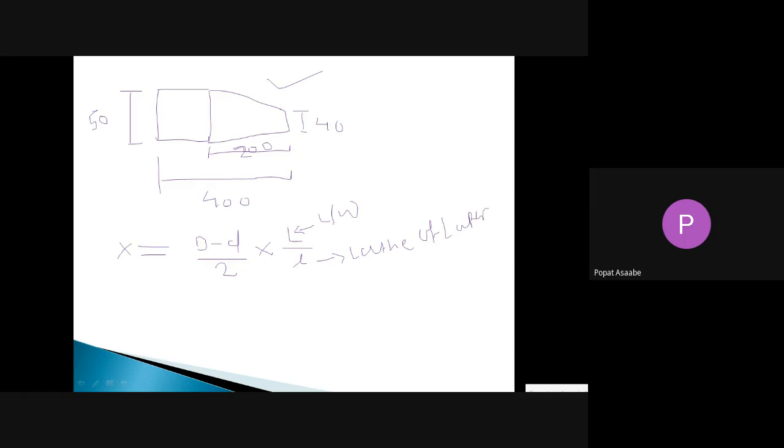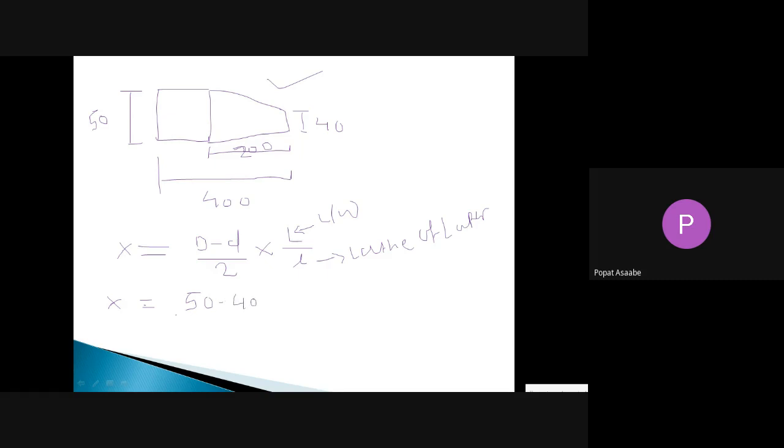Okay, length of taper. Now x is equal to what? All the dimensions have been given to us. What is the value of capital D? Capital D is 50. Then small d is 40.